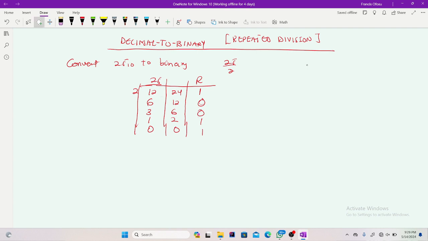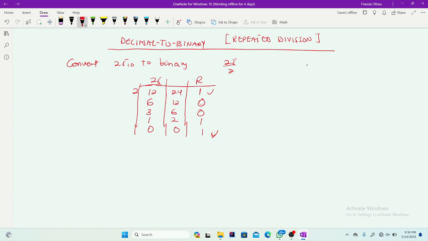But in order for us to write our binary figure, we start from the least significant bit here. So for the remainders, our least significant figure is the very first remainder. Take note. The least significant figure is the very first remainder, okay? And the most significant bit is the very last remainder.